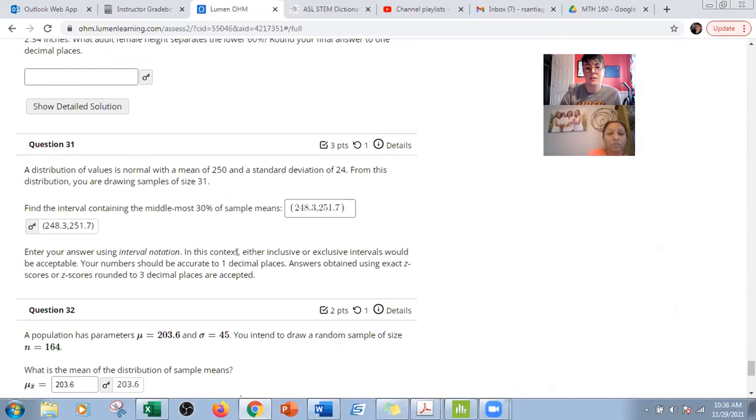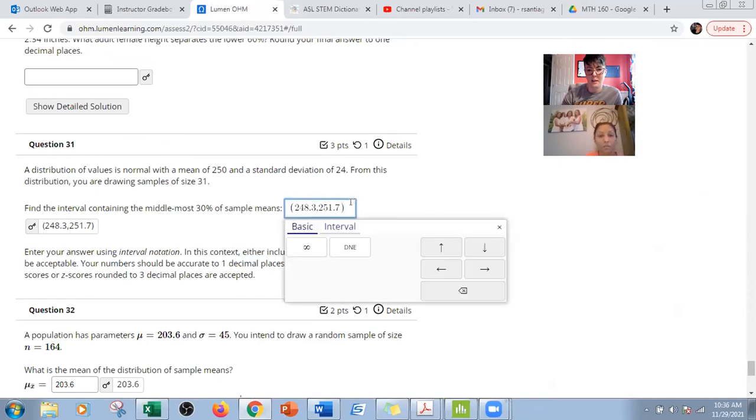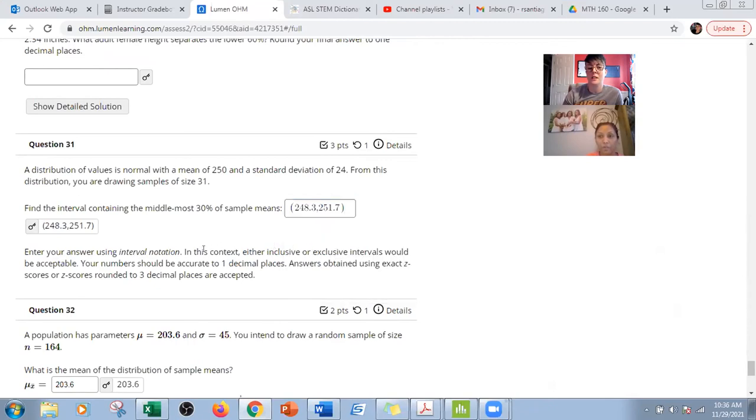Yeah. I don't know, can you see it there? I can see it on mine. When I click interval, you see how you have two sets, you have basic notation and then you have interval. So that's where it gives you the options you can use. You could use either of those. Notice it says in this context, either inclusive or exclusive intervals would be acceptable. So they would have accepted brackets also.